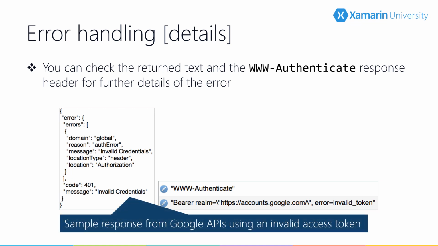Now, if you need further information to diagnose a status code, check the Authenticate response header for further details. And the information provided will vary by server, and in this example, we'll see a response from Google's APIs when trying to use an invalid access token.